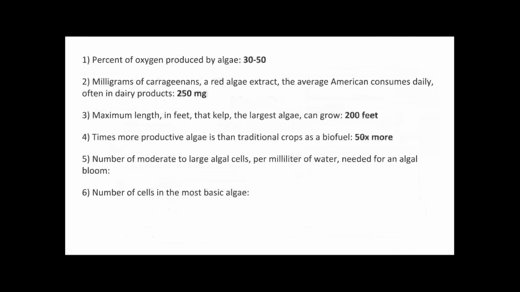50 times more. What's the number of moderate to large algal cells per milliliter of water needed for an algal bloom? Remember, like the red tides. 15,000 cells per milliliter. How many cells do most basic algae have? And that's 1.